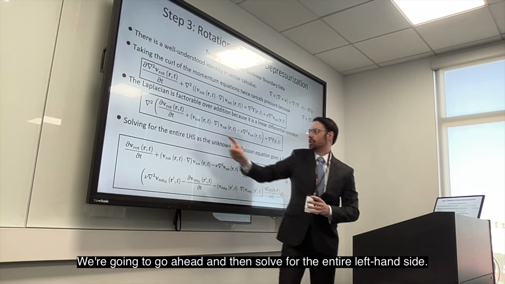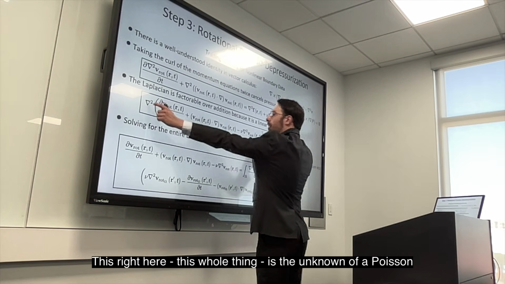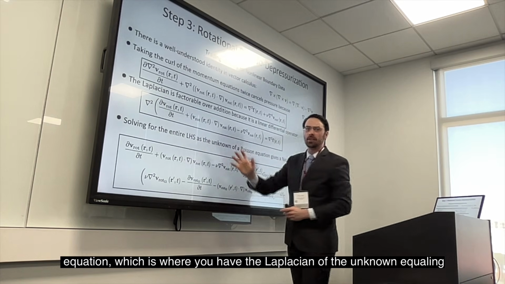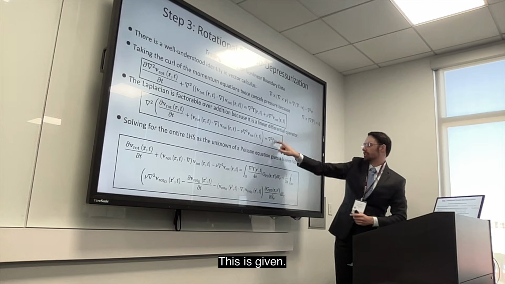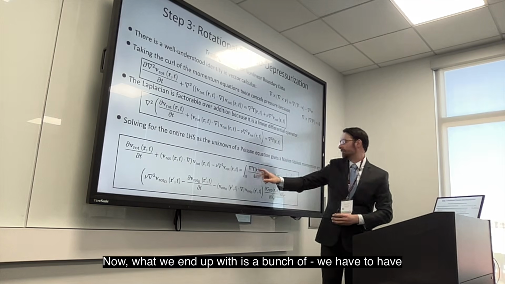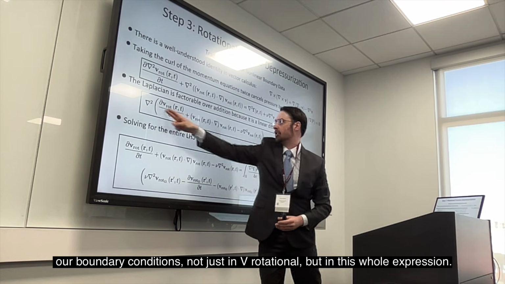We're going to then solve for the entire left-hand side. This whole thing is the unknown of a Poisson equation, which is where you have the Laplacian of the unknown equaling a forcing term. This is given. Now what we end up with is we have to have our boundary conditions not just in V rotational, but in this whole expression.